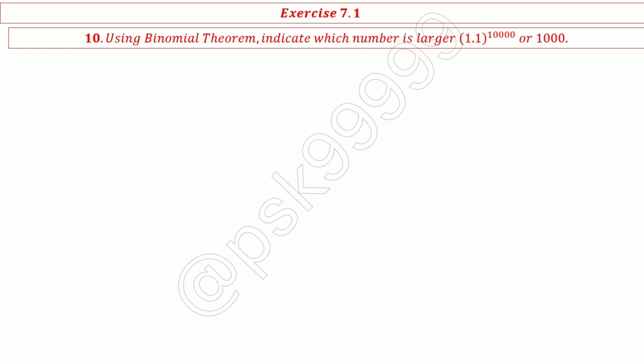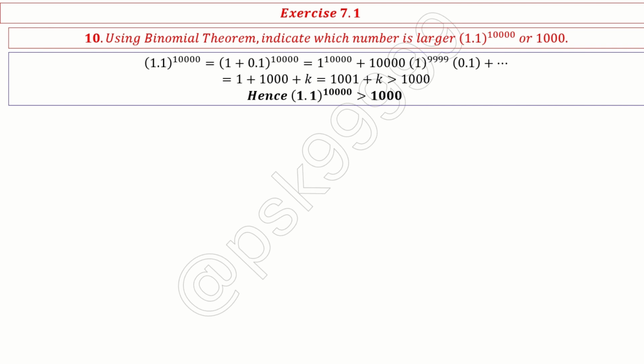The next one is an interesting problem. You can use binomial theorem in such cases. Which number is bigger? Using binomial theorem is the easiest way actually. Even if it is not mentioned, you should better use binomial theorem for such problems. Is 1.1 whole to the power of 10,000 bigger, or 1000? So 1.1 you can write as (1 plus 0.1) whole to the power of 10,000. If you expand it, the first term is obviously 1 to the power of 10,000. The second term you will get is 10,000C1, which is 10,000 into 1 to the power of 9,999 into 0.1.